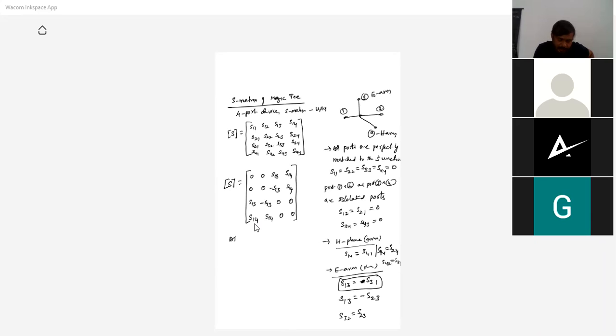Apply R3C3, and you may get S13, that is 1 by root 2. Apply R4C4, and from that you get S14. S14 is also 1 by root 2. Okay, it's very, very important. They will ask this in most of the cases. For the magic T only, they will prefer. So write the S parameters for the magic T.